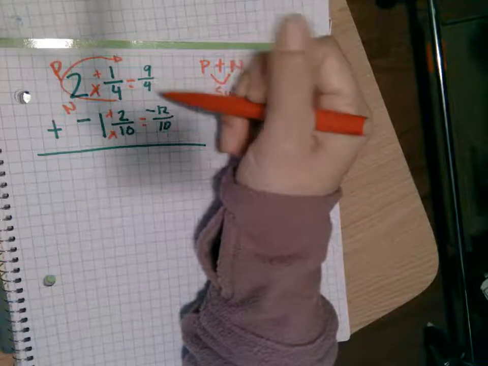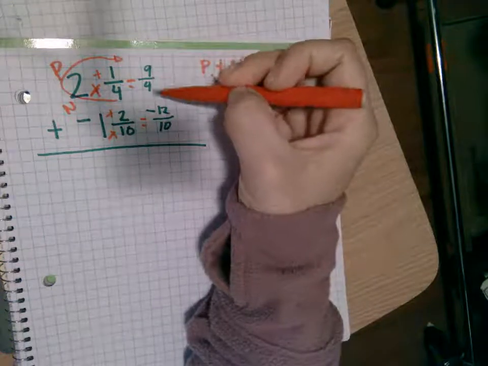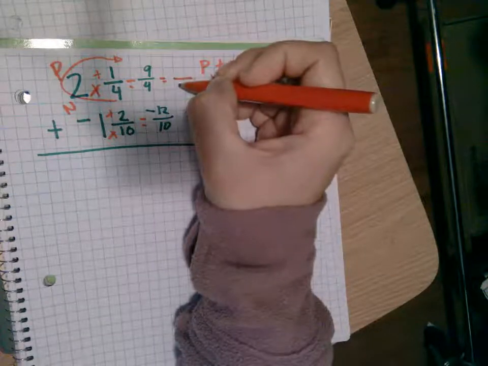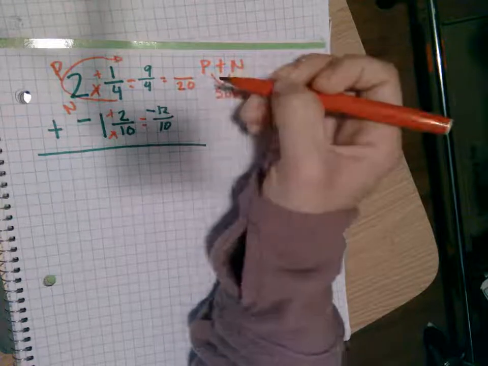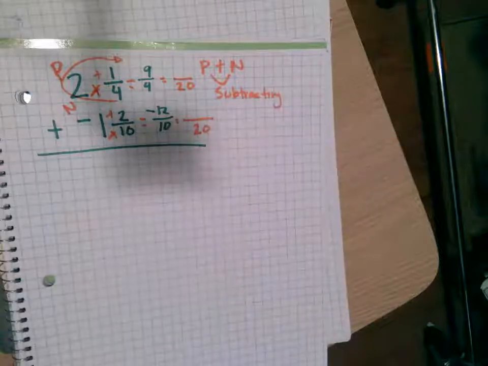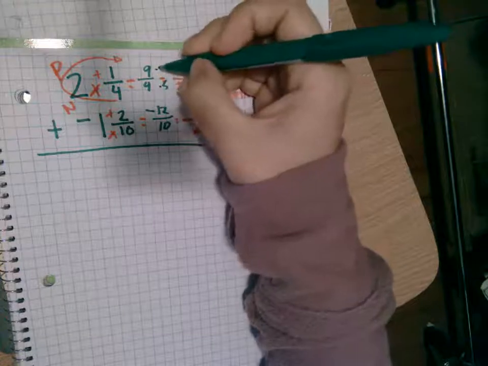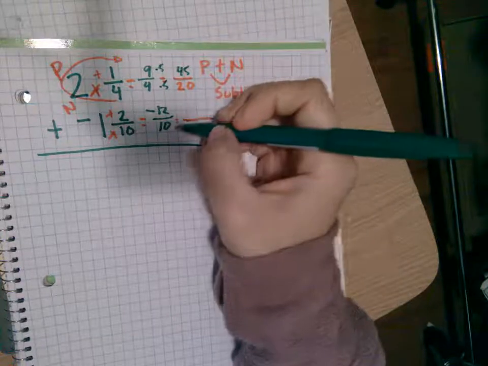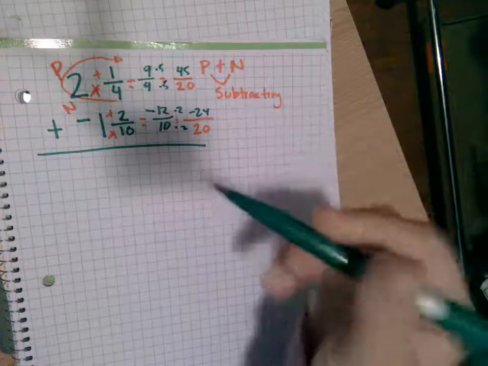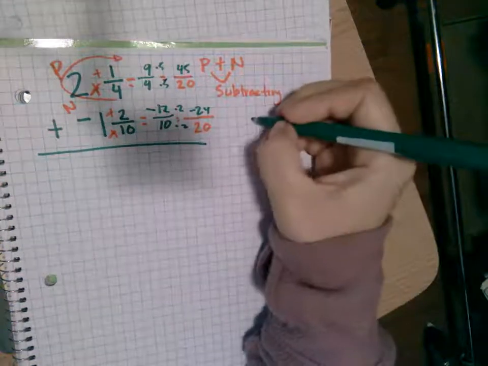So 9/4 plus negative 12/10. Okay, that's what I have right here. My common denominator is going to be 20. Don't go to 40, go to 20. All right, 4 times what is 20? Times 5. 9 times 5 is 45. Times 2, 12 times 2 is negative 24. So right now what I have is 45 plus negative 24.